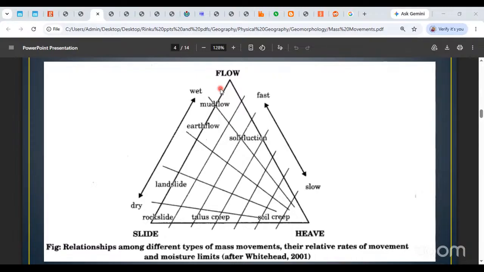Whereas earth flow and mud flow are clearly watery movements. They will require at least some amount of water. Mud flow more so than earth flow. Okay, mud flows will always take a little more water than earth flows do. Okay, is this clear? हाँ, ये सब क्लियर है कि कौन से मूवमेंट्स को पानी लगता है, कौन से मूवमेंट्स को पानी नहीं लगता है, राइट?